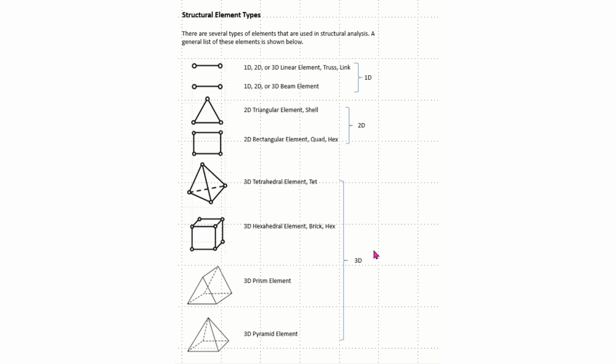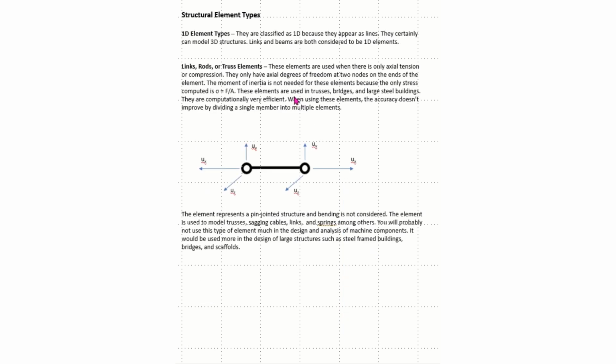We're now going to look at each of these element classifications in a little more detail. So 1D elements, they are classified as 1D because they appear as lines. They certainly can have and model 3D structures. Links and beams are both considered to be 1D elements. And the big difference between links and beams is the degrees of freedom. A beam element will allow rotation, where a link element does not allow rotation and just has translation.